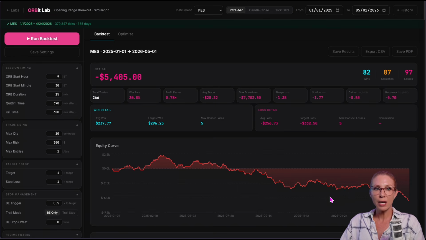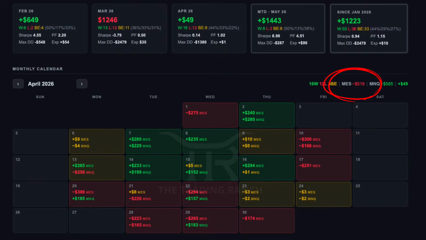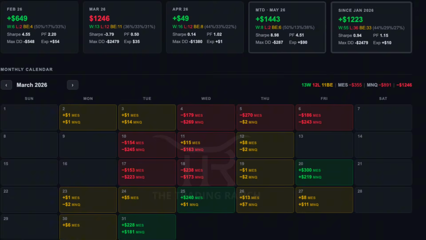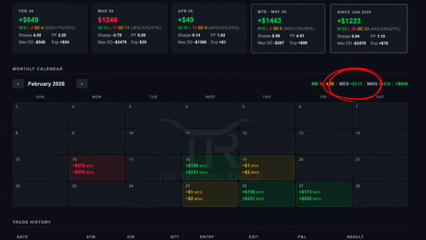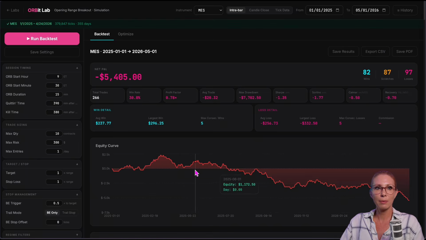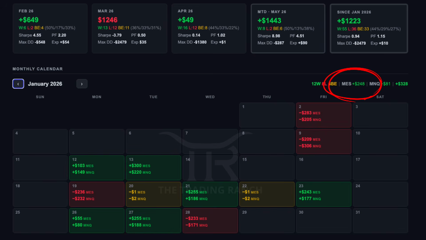When I've run this strategy live, April was a loss of $516. March was $355, and February was not a loss. So that's when we're back over here and we turned a profit of $210. The year before does really, really well. Even January has a little bit.